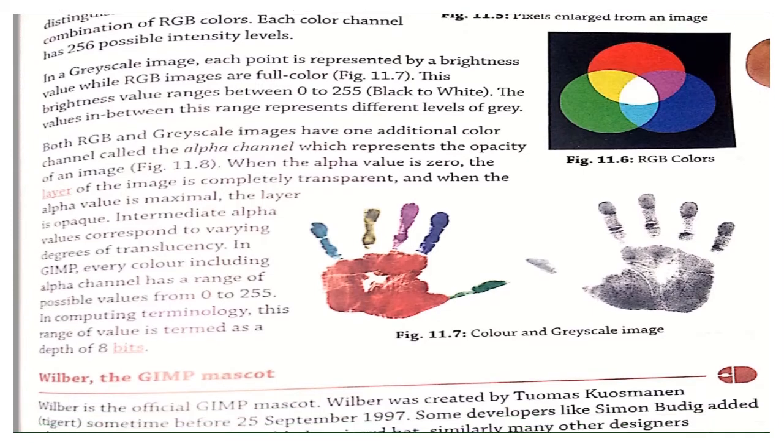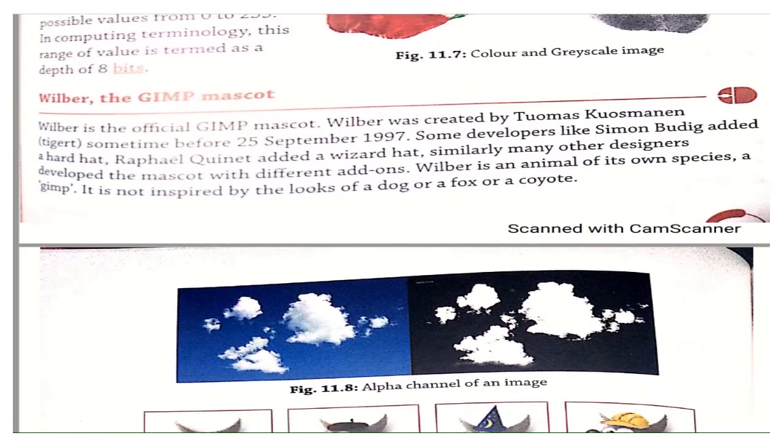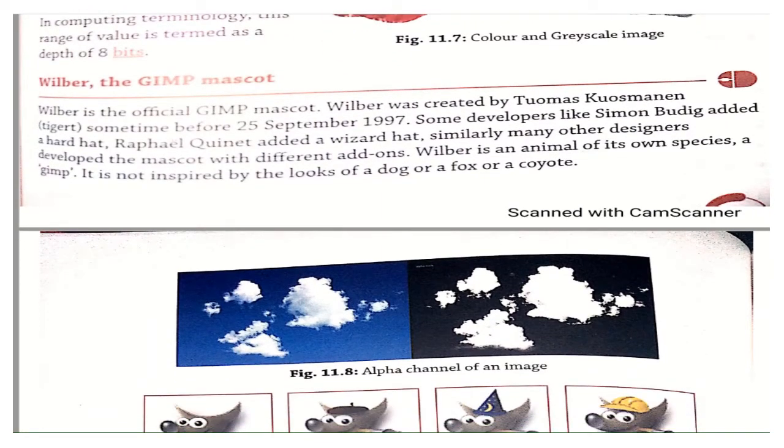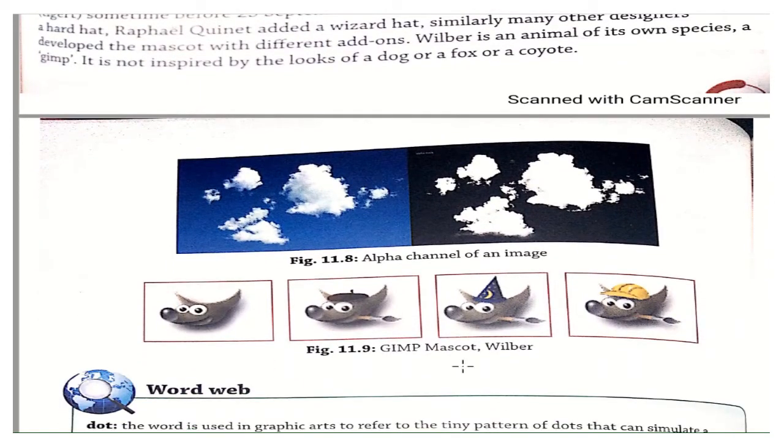That's it. Now next, Wilbur the GIMP mascot. What is the GIMP mascot? Wilbur is the official GIMP mascot. Wilbur was created by Tuomas Kuosmanen sometime before 25th September 1997. Some developers like Simon Budig added a hard hat. Raphaël Quinet added a wizard hat, and similarly, many other designers developed the mascot with different add-ons. Wilbur is an animal of its own species, a GIMP. It is not inspired by the looks of a dog or fox or a coyote. So this is what a GIMP means.